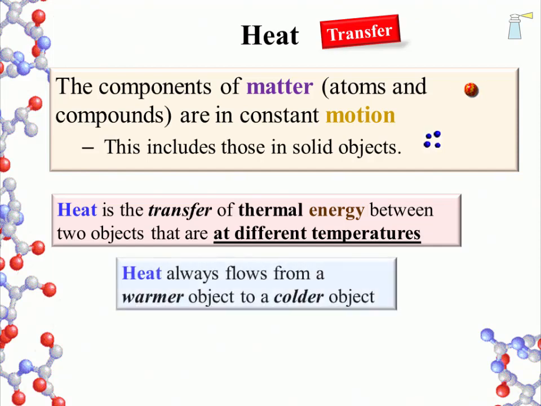Heat always flows from a warmer object to a colder object. Colder is a relative term. It means having less heat than something else. Since heat is motion, this statement implies that motion is transferred from an object that has more motion to an object that has less motion.